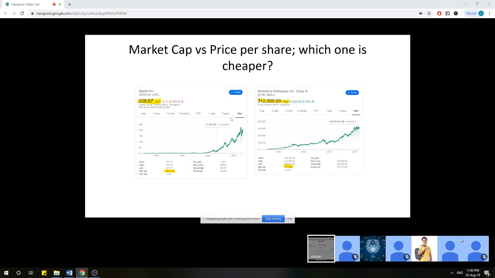Okay, this is where almost all normal investors will tell you that Apple is of course cheaper. But if you think like you're buying the whole company, actually we should look at the market cap. You can see the market cap for Apple is 960 billion compared to Berkshire Hathaway, which is only 500 billion. So you can see Apple's market value is actually higher than Berkshire Hathaway.